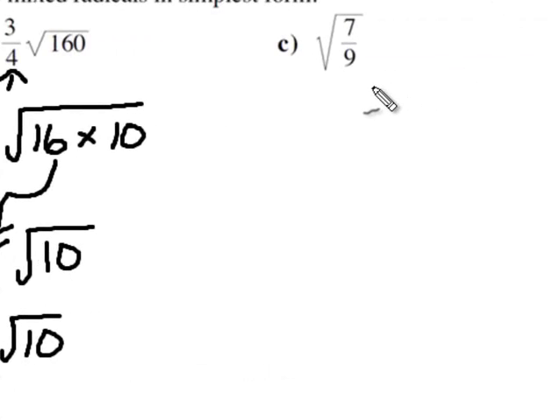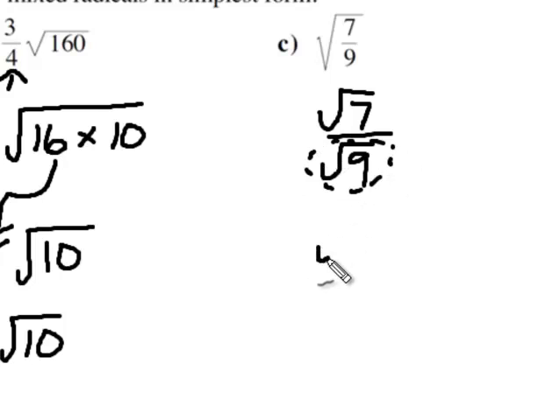In the last case, root 7 over 9 can be rewritten as the square root of 7 divided by the square root of 9. The reason I did that is because I can actually take the square root of 9. I know that answer is 3, so root 7 over 3. You're actually done. This is a mixed radical, but it's not as obvious to some people.